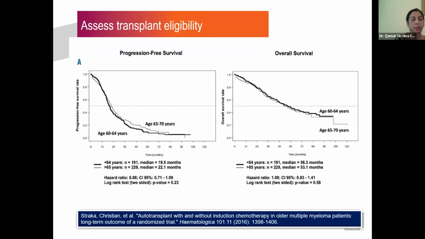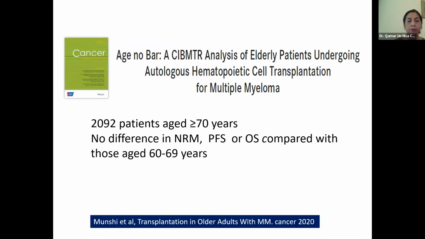older patients. Most studies have looked at patients younger than 65 years of age, but here we're looking at two subsets of patients, 65 to 70 and patients younger than 65, and we see that there is no difference in terms of both progression-free survival and overall survival, although they did have slightly more problems with the older patients. And again, a registry study from CIBMTR looked at a very large number of patients, more than 2,000 who were aged more than 70 years, and they found no difference in non-relapse mortality or progression-free survival when compared with younger patients.